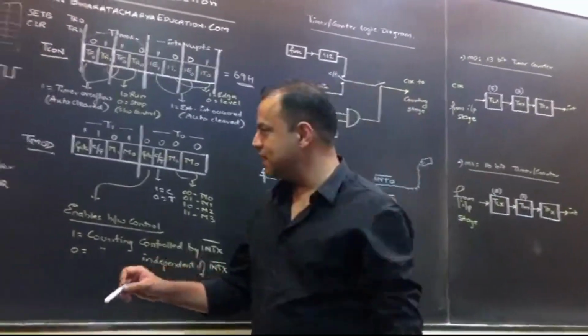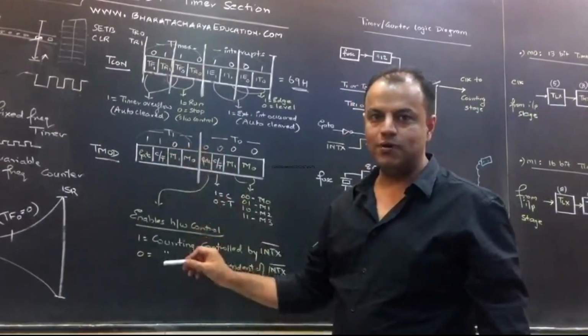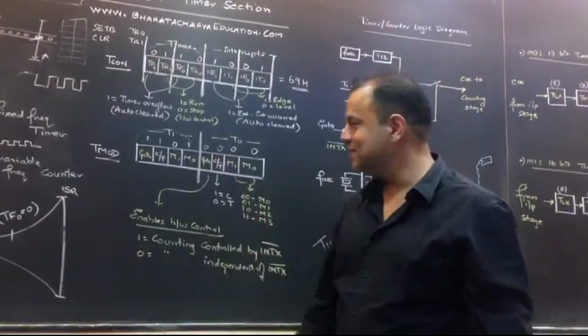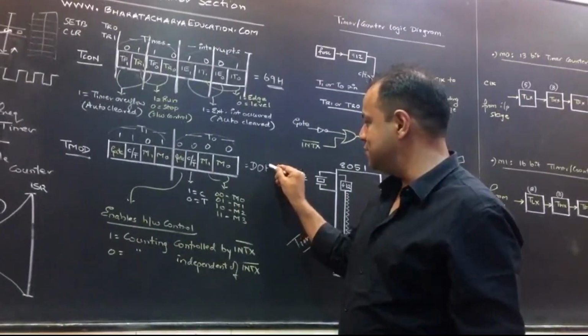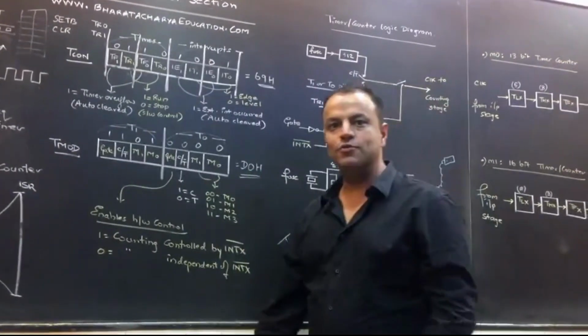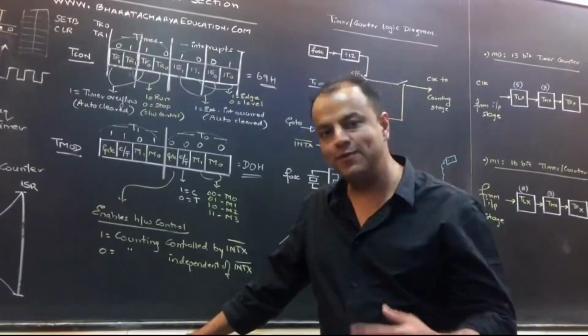Now what does this number end up becoming? This is D. 8 plus, you know how to count, right? 8 plus 4, 12 plus 1, 13. 13 is D. This is 0. The whole number is D0H. If the programmer has loaded the value D0H in TMOD, explain what has happened.